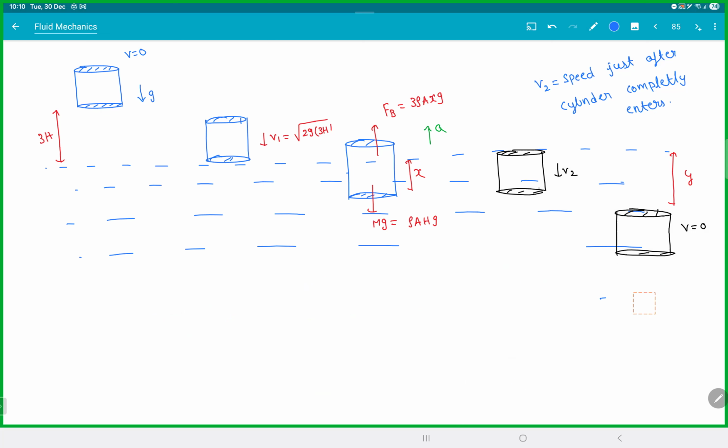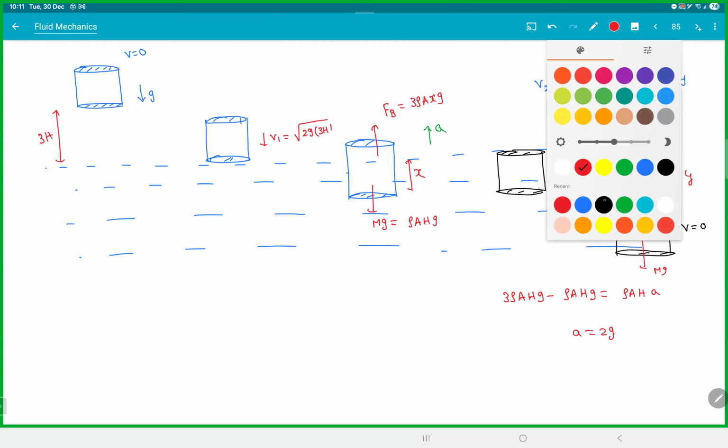So I got V2. Now once you are completely immersed, what are the forces? mg, Fb. Now we have a constant deceleration. So mg will be rho a hg. 3 rho hg minus rho a hg is equal to rho a ha. So we get a is equal to 2g.